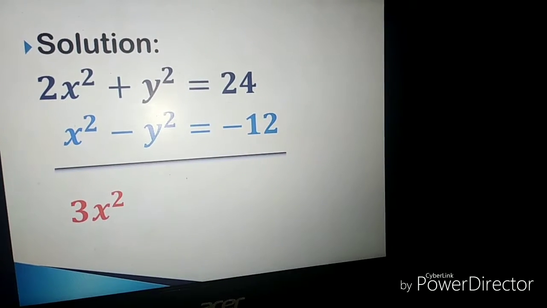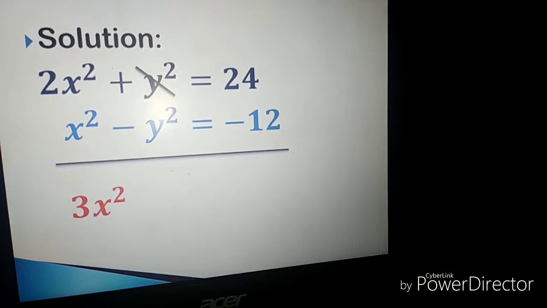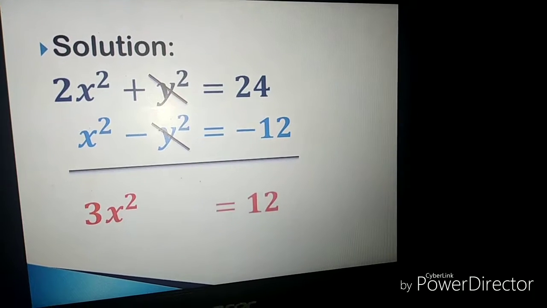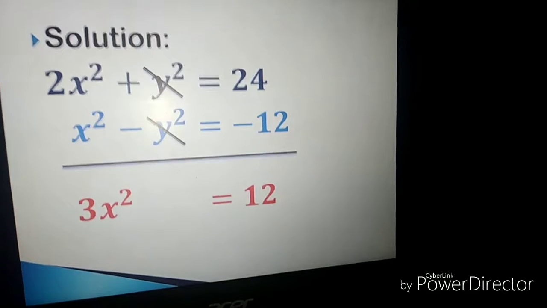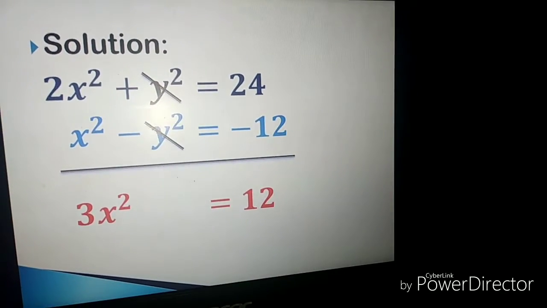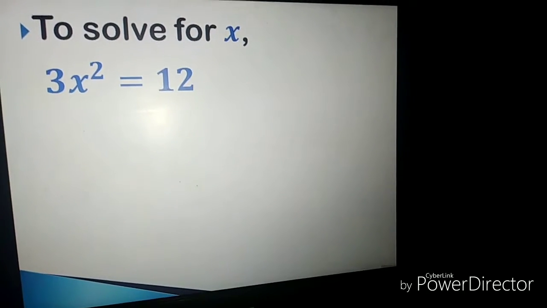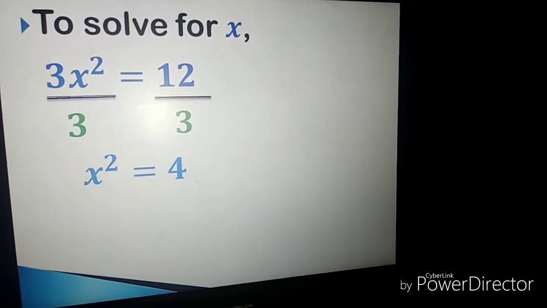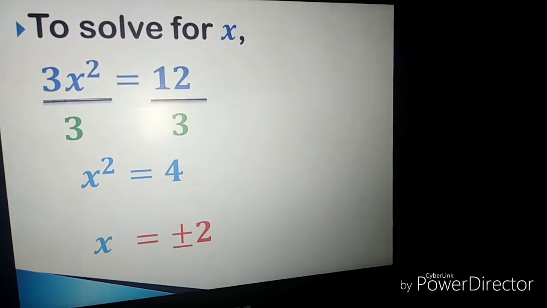Okay, we are going to use the elimination method. So, cancel out y squared and -y squared. So, the remaining now is 2 plus 1 is 3. So, we have 3x squared is equal to 24 minus 12 is 12. To solve for x, 3x squared is equal to 12. So, divide both sides by 3. So, we have now x squared is equal to 4. So, x is the square root of 4, plus and minus 2.